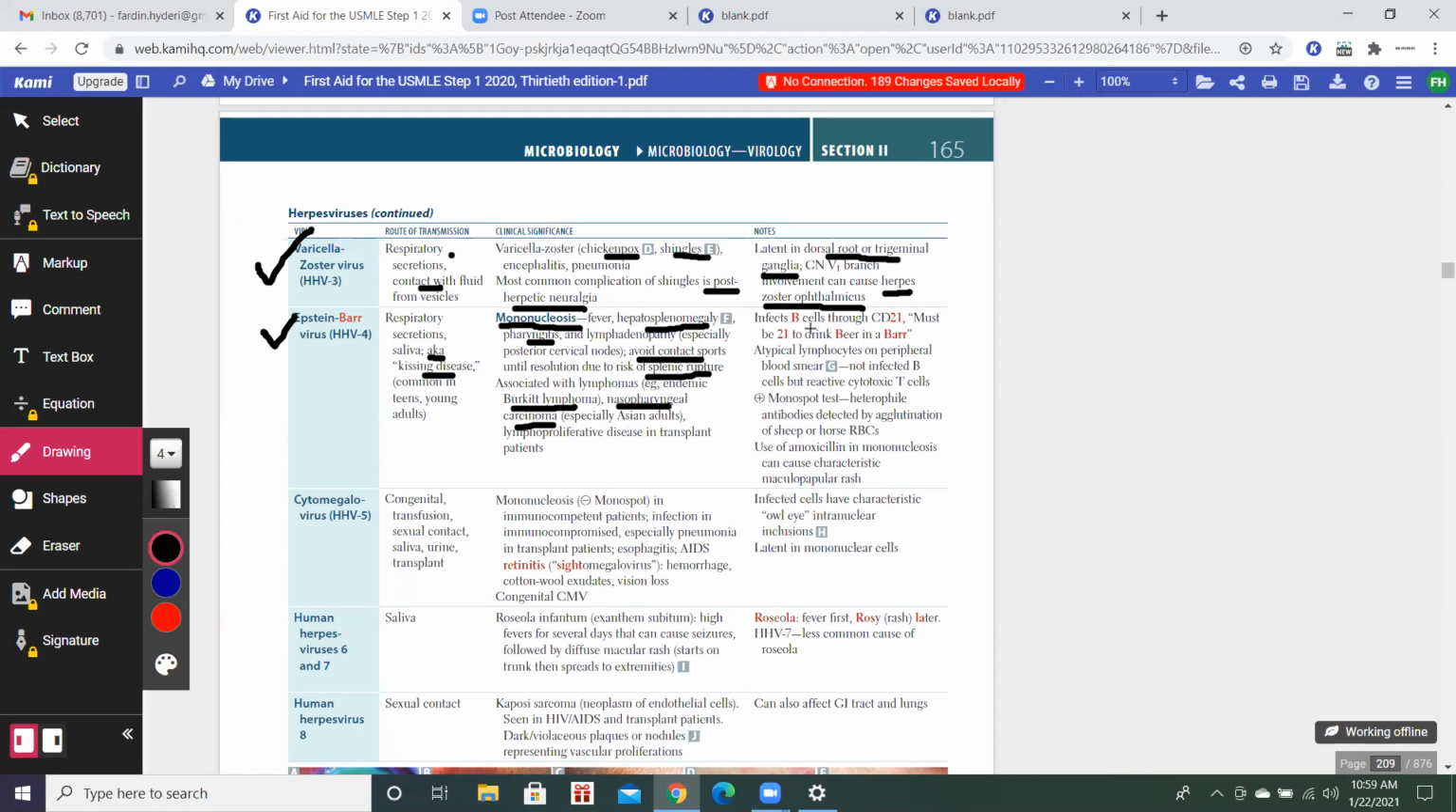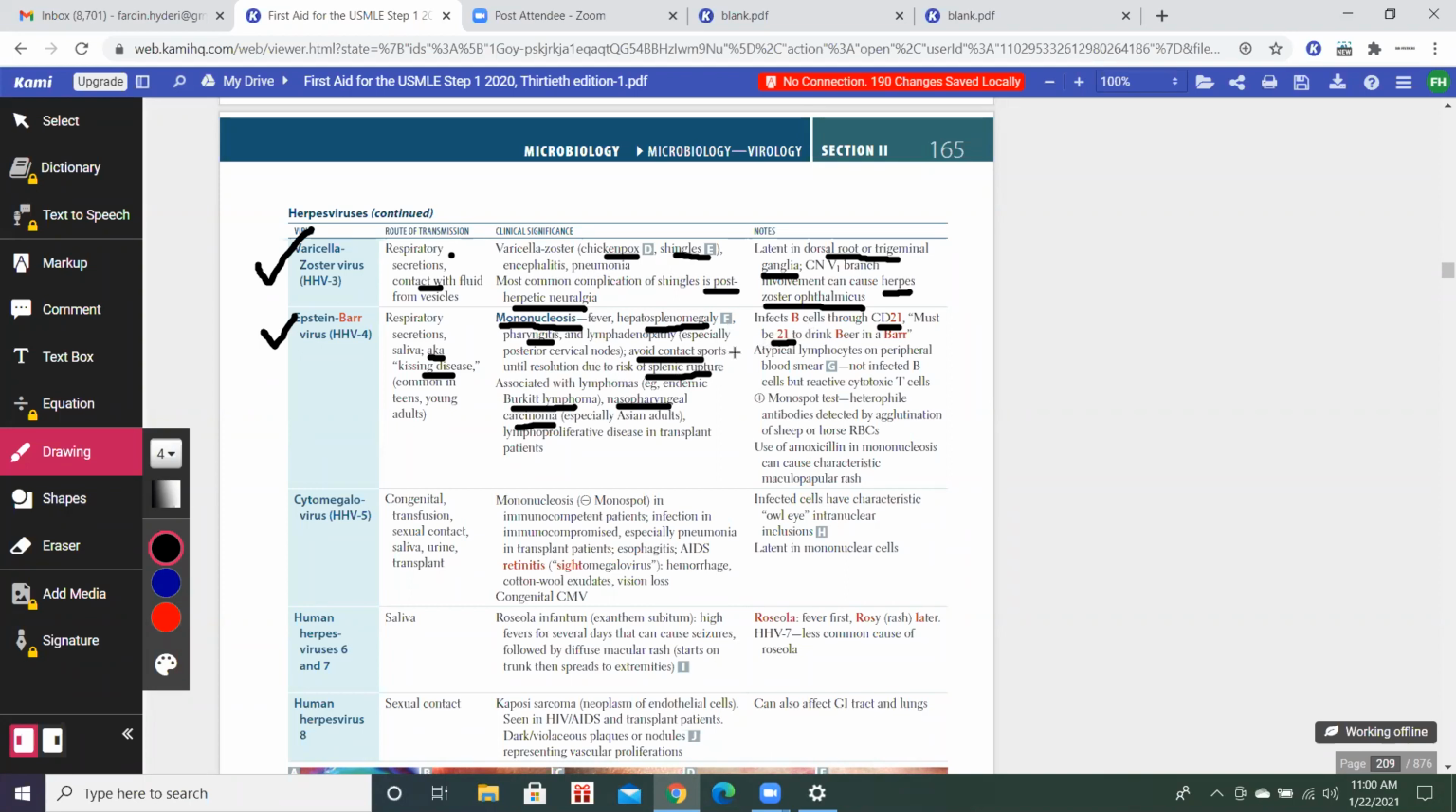It will infect the B cells. Do you guys remember we talked about how it infects the B cell through CD21? How many CDs are there in B cells? What are the three CDs? 19, 20, 21, very good. And it affects CD21 over here.